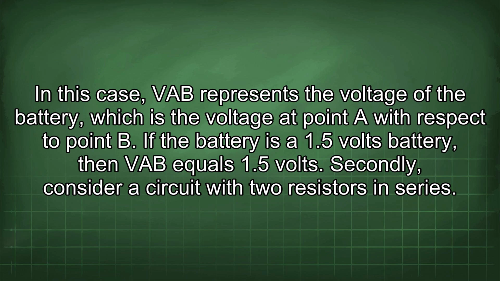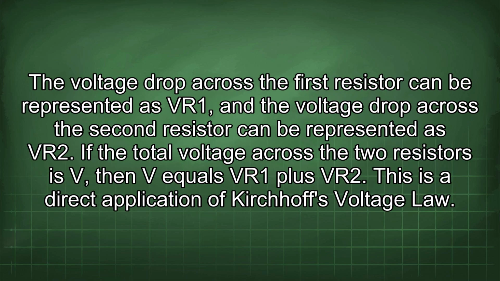Secondly, consider a circuit with two resistors in series. The voltage drop across the first resistor can be represented as V1, and the voltage drop across the second resistor can be represented as VR2. If the total voltage across the two resistors is V, then V equals V1 plus VR2. This is a direct application of Kirchhoff's voltage law.